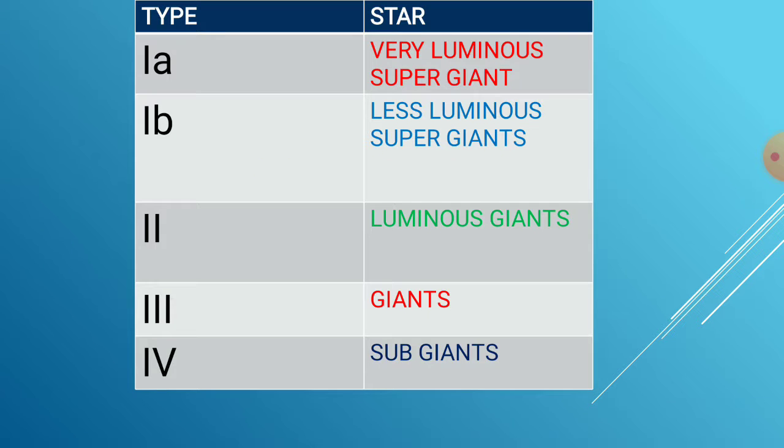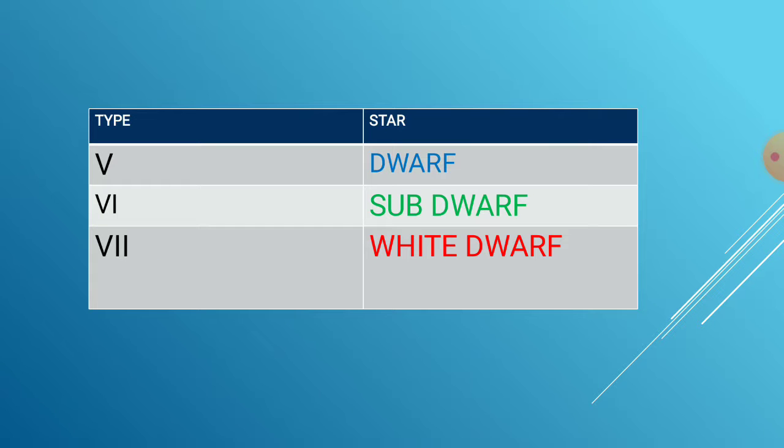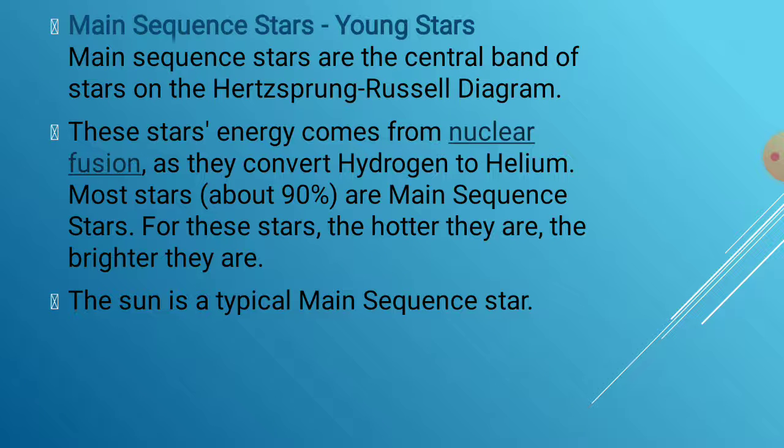Let's see up here, type and star. I-A, very luminous supergiant star. I-B, less luminous supergiant. Second, that is nothing but luminous giants. Third, giants. Fourth class belongs to subgiants. And fifth class, dwarfs. Sixth class is subdwarfs. And seventh class is white dwarfs. So these are the groups or classes made by Yerkes.